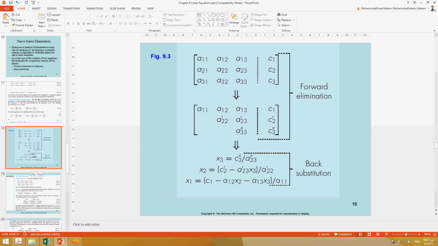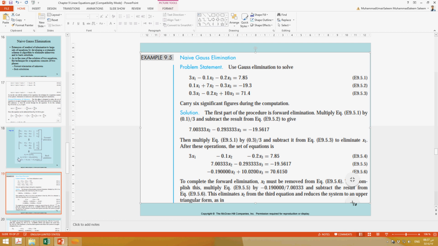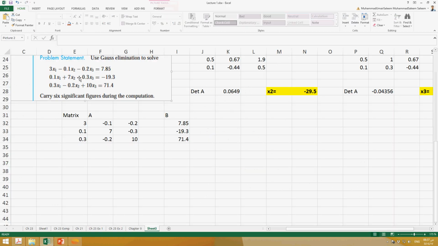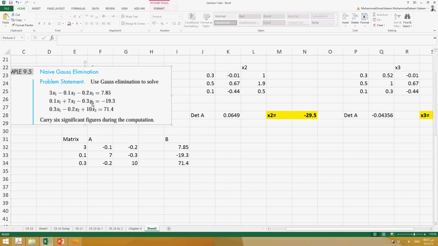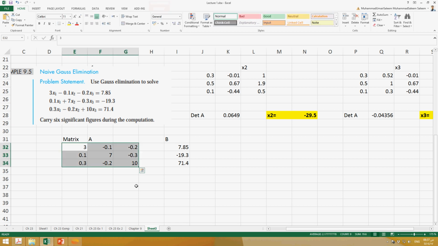Okay, so let's solve one example. This is the example. I have placed it here. So we will solve this example by Gauss elimination. We have matrix A, and these are the coefficients of all x1, x2 and x3. I have written them in the form of a matrix. This is matrix A and this is matrix B, and now we are going to solve this equation with the help of Gauss elimination.